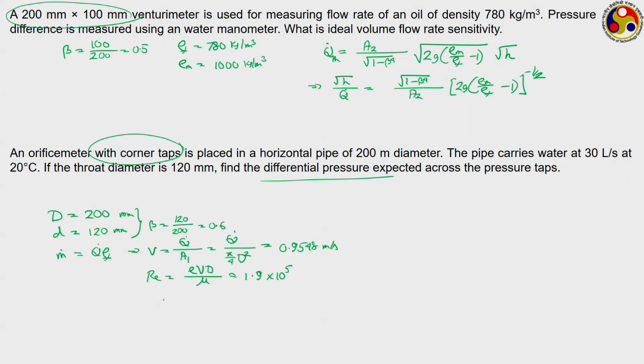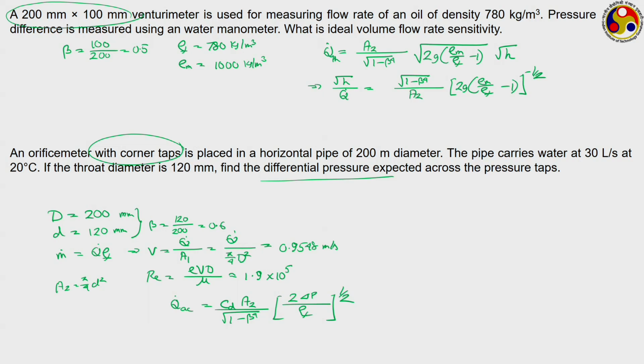We know the mathematical relation as something like your q dot actual is equal to C D into A2 divided by root over 1 minus beta to the power 4 into 2 delta P by rho f whole to the power half. Here beta is given, A2 is pi by 4 small d square, and rho f is, we are using 1000 kg per meter cube, but what is CD? CD is the one that we have to know.